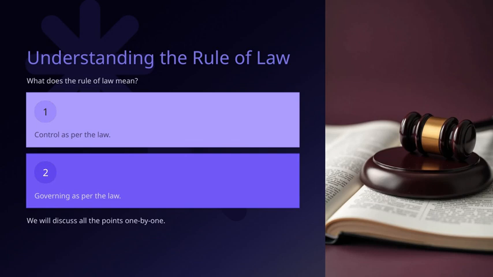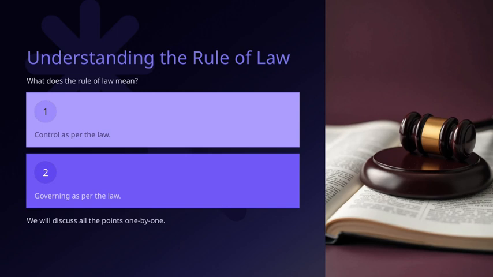So, what does the rule of law really mean? Essentially, it means that control is exercised according to the law. This isn't about arbitrary decisions or personal whims. It's about ensuring that everyone, including those in power, follows the same set of rules. Next, it's about governing as per the law. That means that the way we make and enforce decisions is rooted in legal principles, ensuring fairness and consistency.